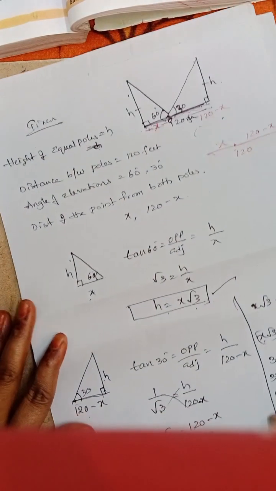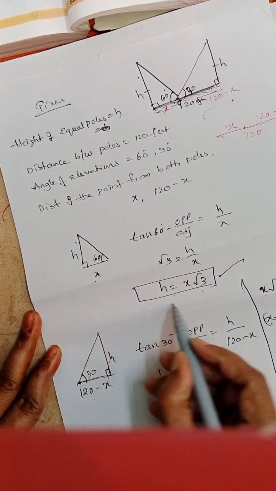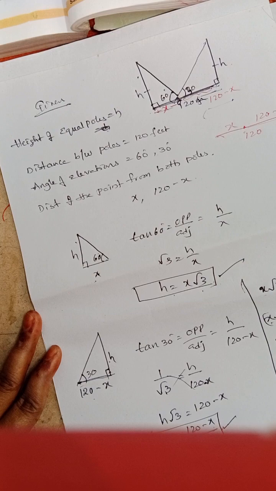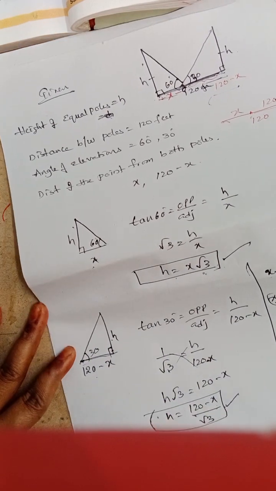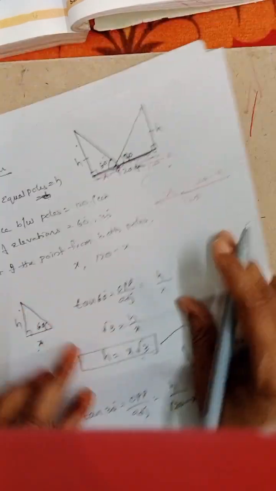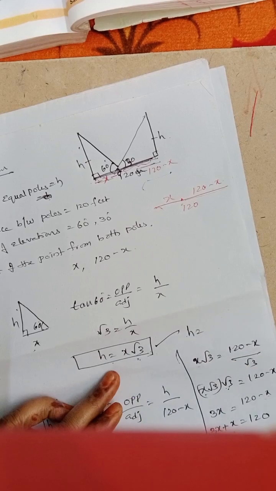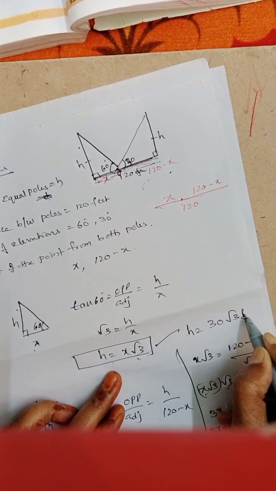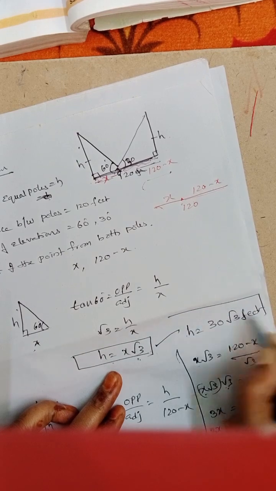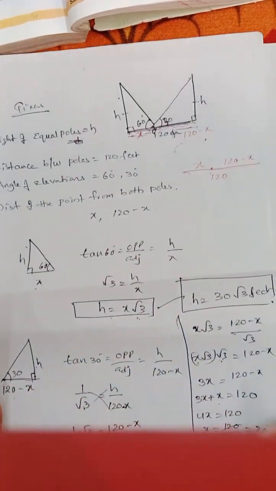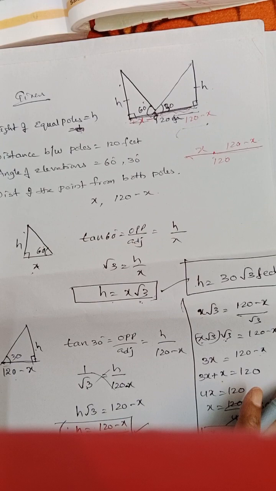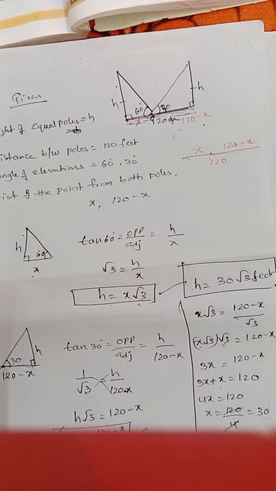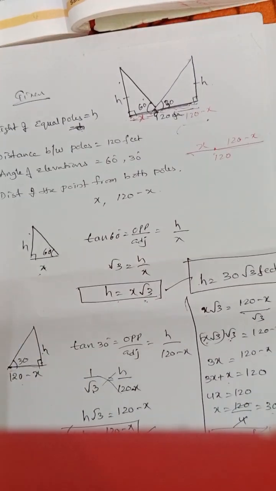Now what is the height? Equal heights we need to find out. We can substitute this x value in either of these. So h equals x root 3. The x value we got is 30. So 30 root 3 feet is the height of the pole. So this is the solution. I hope you understood how to solve this problem. Thank you for watching.